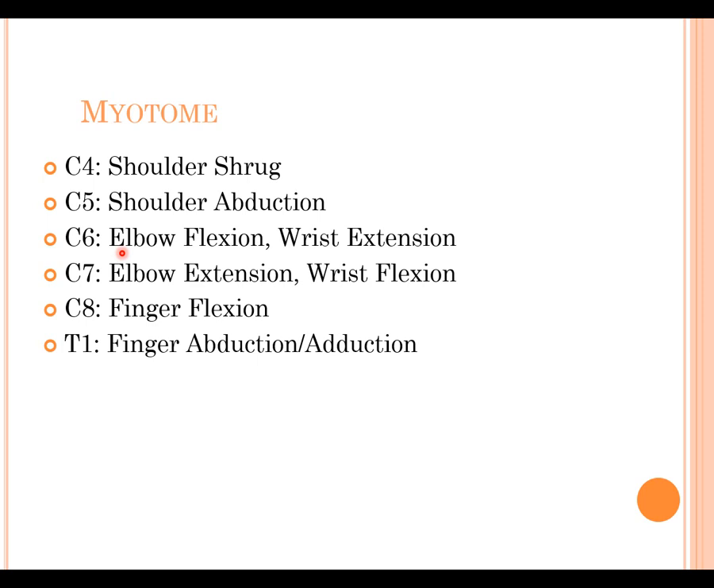C8 is finger flexion, so you have them curl their fingers and you resist that. And then T1 is finger abduction, adduction. So you have them spread their fingers, and you basically just pull two fingers together to see if they can give you some resistance. Now, obviously, your finger abductors are not very strong, so of course you're going to be able to move their fingers, but are they giving you some resistance? And then when you do adduction, you have them put their fingers together, and you just pull their fingers apart. Not very strong movements, but again, are they giving you some resistance?